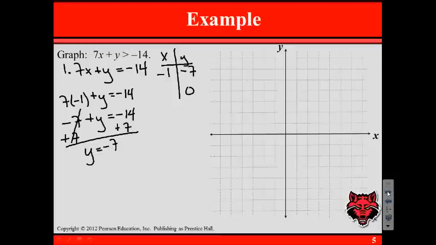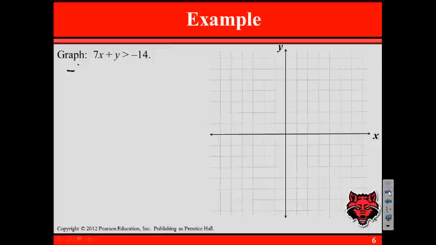For the second point, let's plug in 0 for the y coordinate. It gives us 7x plus 0 equals negative 14. And remember, anytime we add or subtract a 0, it doesn't change any number beside it, so we just cross it out. That gives us 7x equals negative 14. And after we divide both sides by 7, we're left with x equals negative 2. Let's go to the next slide so we can plot these points and then go through with step 2 and step 3.